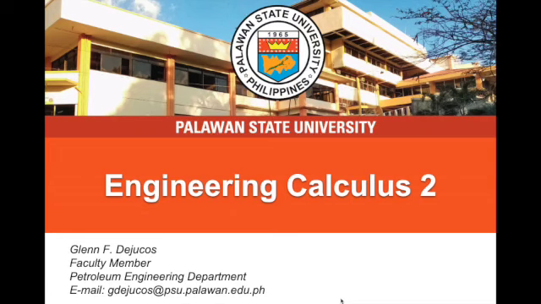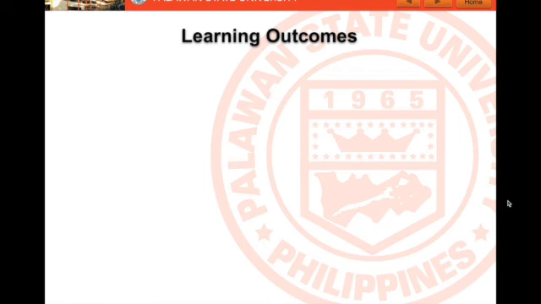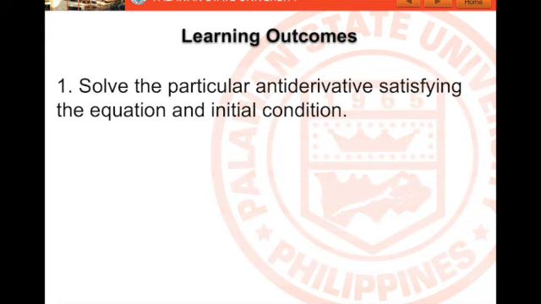Hello, we are back again with another lesson for Engineering Calculus 2. I'm still your lecturer, and our outcome for this lesson is number 1, solve the particular antiderivative satisfying the equation and initial condition.